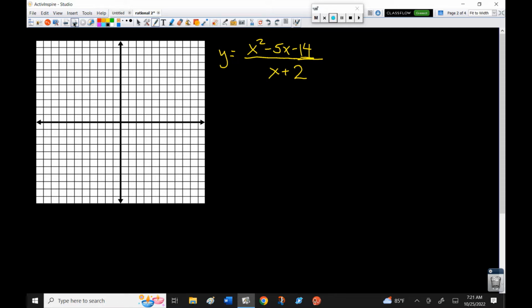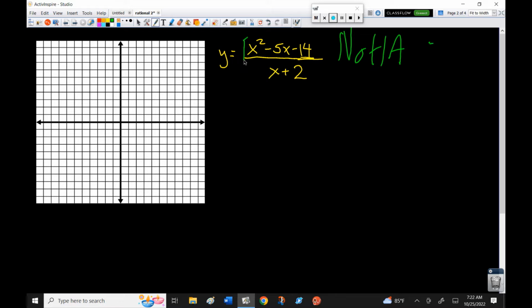I do notice that the exponent in the numerator is bigger than the exponent in the denominator. So automatically right now, I could write down, hey, there's no HA. There might be a hole. There might be a slant asymptote. To figure this out, we need to factor the top.